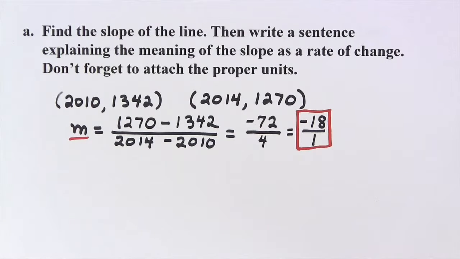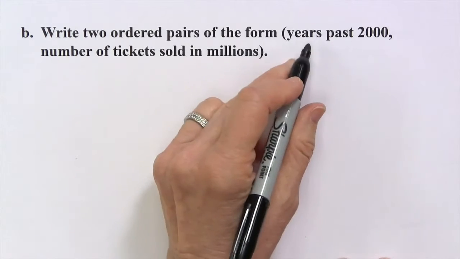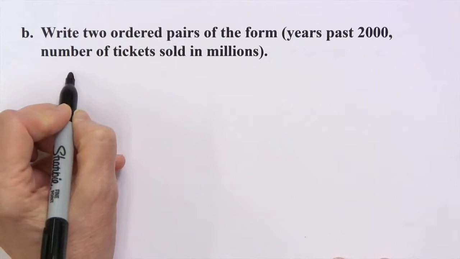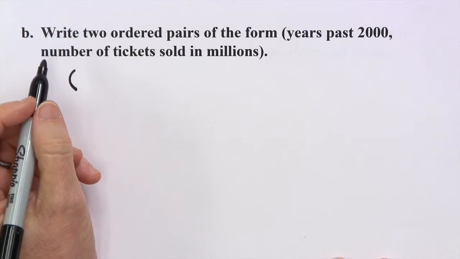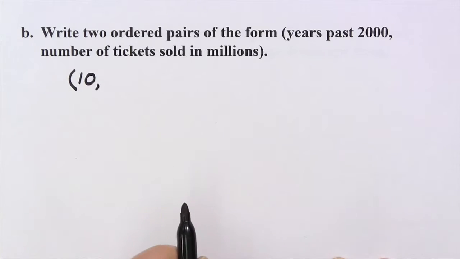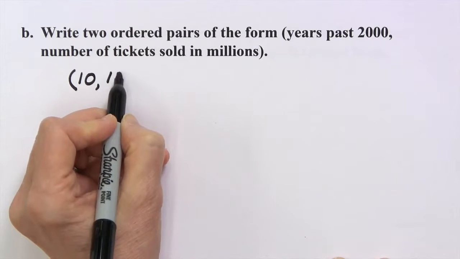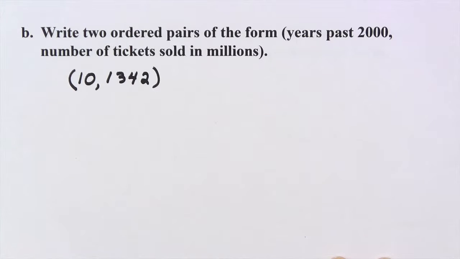Keep in mind slope and our ordered pairs. Part B, write 2 ordered pairs in the form years past 2000, number of tickets sold in millions. Well, years past 2000, a little bit different. Remember we had that year 2010. How many years past 2000 is that? That's 10 years. And then we have 1342 as number of tickets sold.